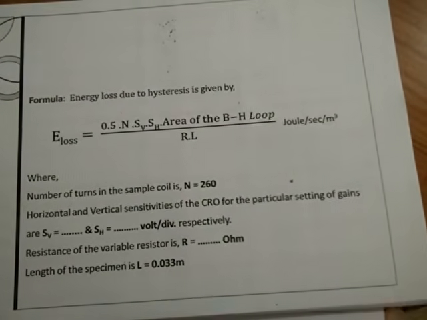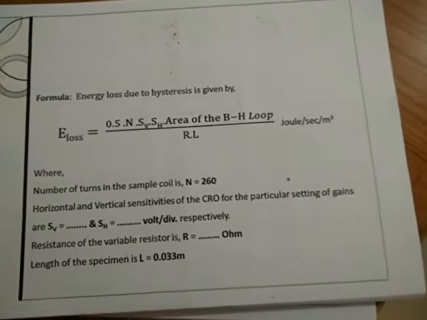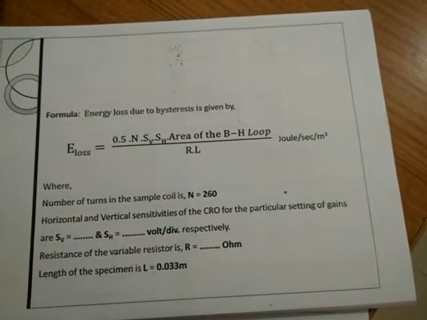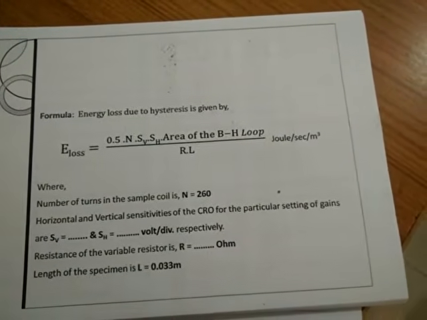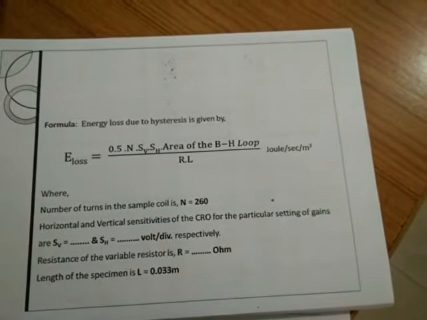Formula: the energy loss due to hysteresis in a given ferromagnetic material is E loss is equal to 0.5 into N into SV into SH into area of the BH loop by R into L. The SI unit is joule per second per meter cube.